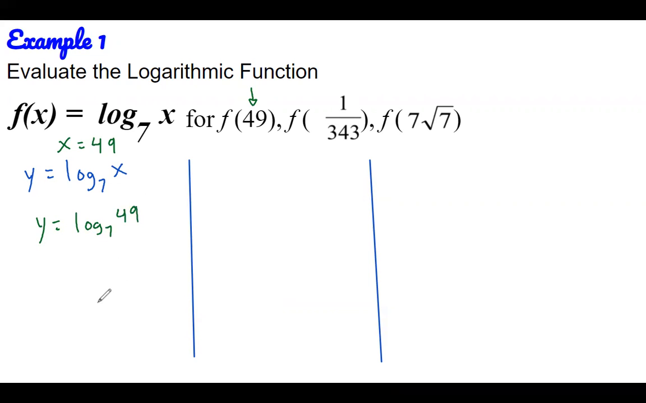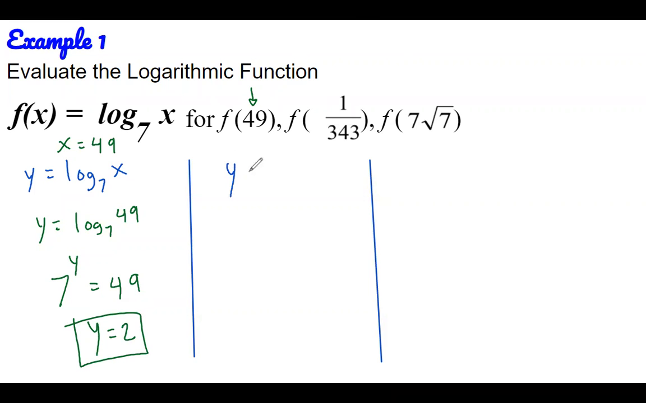So how do we rewrite this into exponential? 7 to the power of y equals 49. And what does my y have to equal here in this case? Close. It's 7 times 7, so y equals 2. So my exponent, the value we're looking for, has to equal 2. All right, now our next item.